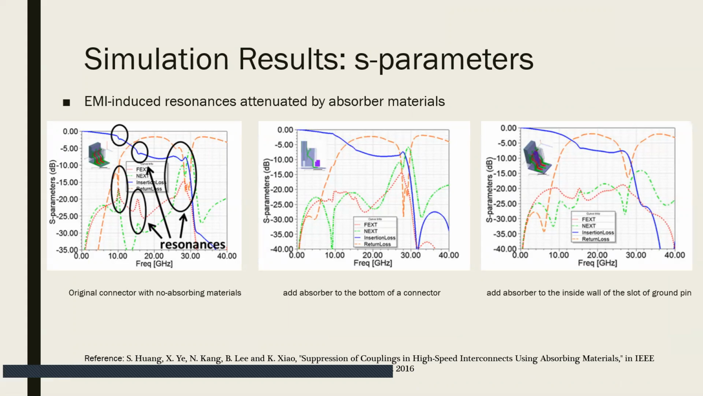The simulation results show that the EMI-induced resonances are greatly attenuated by the absorber materials. We can see that on the left, there are multiple places where the resonances occur. This is the original connector with no absorbing materials. And with the absorbers added, we can see the two plots show that they are much smoother and the ringing effects are greatly attenuated.